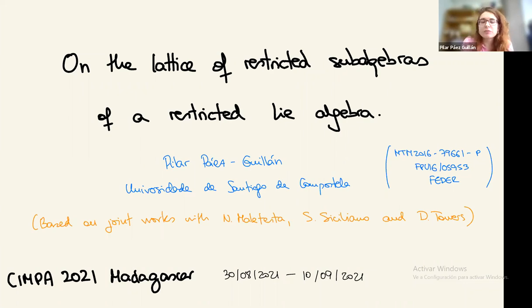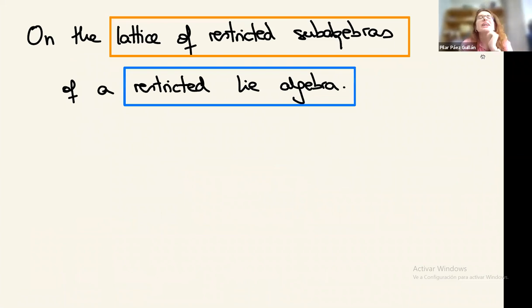I'm going to speak about joint work, two joint works really, with Nicola Maletesta, Salvatore Siciliano, and David Towers. The title of my talk is On the lattice of restricted subalgebras of a restricted Lie algebra. Although I am positive that many of you already know what I'm going to talk about, maybe some others not. So, let me begin by explaining what I'm going to talk about.